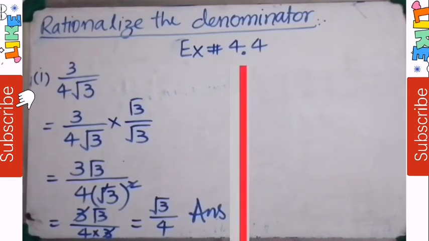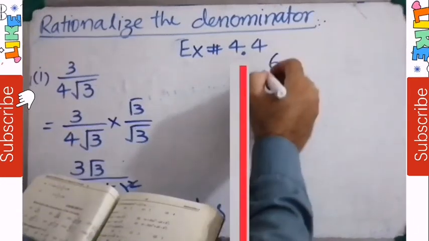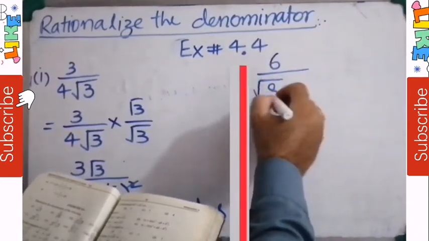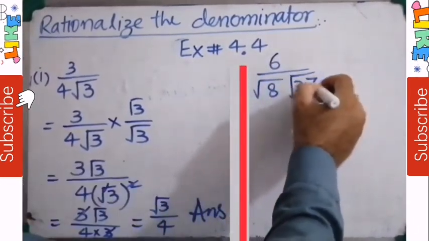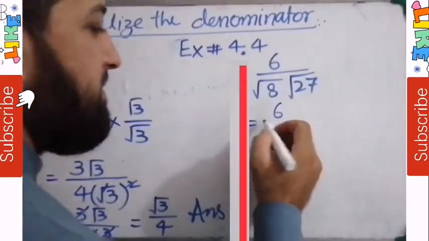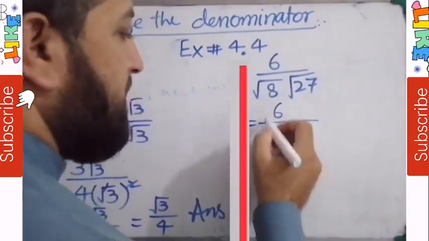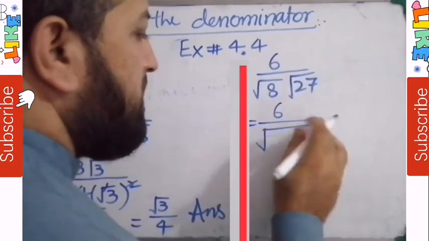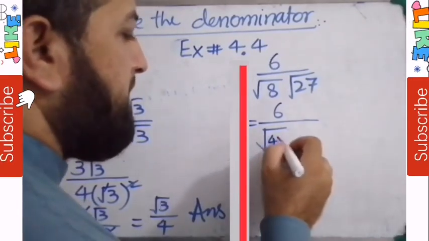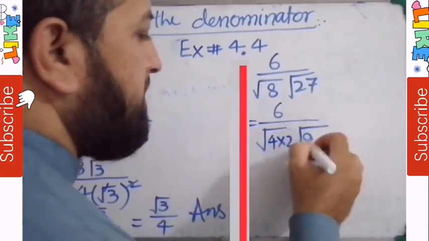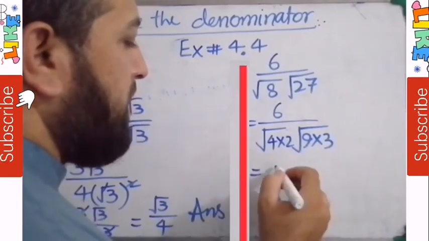एक और सॉल्व करते हैं ऑफ द सेम काइंड. 6 बाय स्क्वायर रूट 8 स्क्वायर रूट 27. दिस इज द क्वेश्चन. 6 बाय, वी कैन राइट इट 4 multiply by 2, 9 multiply by 3, and what will we have?